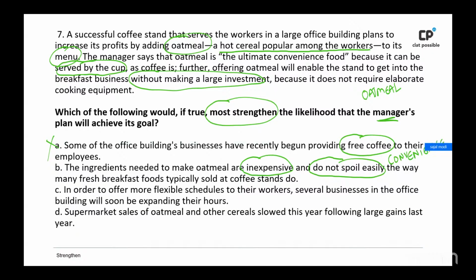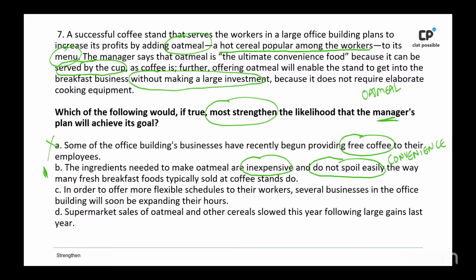So the first point was without making a large investment. It is supported by telling us that the ingredients are inexpensive. And secondly, they do not spoil easily, so then the convenience part. So option B looks good, that introducing oatmeal will be profitable.